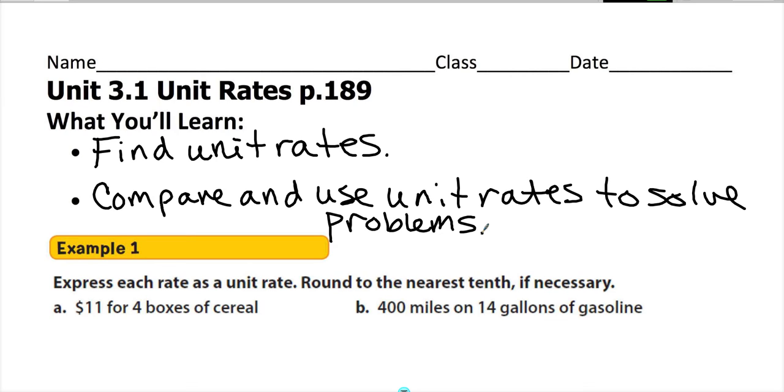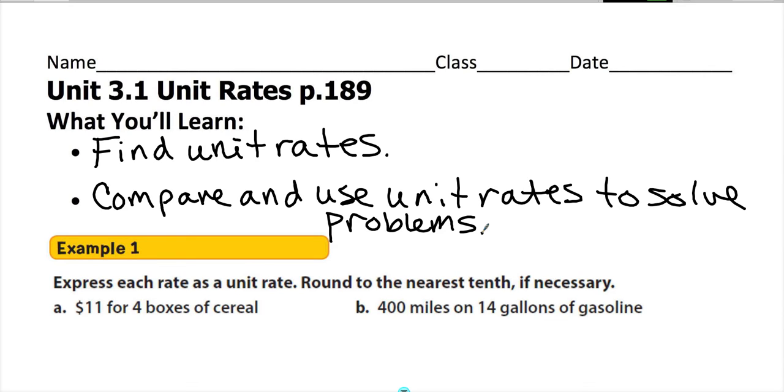All right, so this is one of my favorite parts of the year, finding unit rates, because this is the part of math that we really do use a lot of all the time in normal life. Let's take a look at the first one. It says, express each rate as a unit rate, round to the nearest tenth if necessary. Okay, so let's go over what that means.